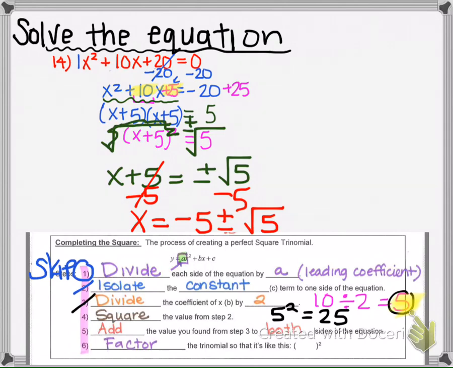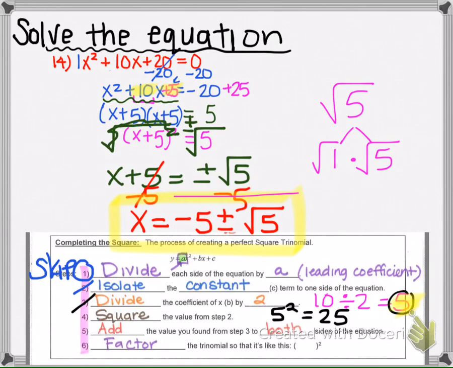And then before we circle our answer like I just did there, we just need to make sure that the number in the radical cannot be simplified. And the only thing that multiplies to make the square root of 5 is the square root of 1 times the square root of 5. So those are prime. There's no perfect square other than 1 that goes into 5. So this is our final answer.